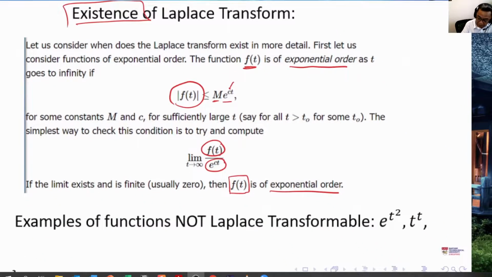Okay, so examples of signals that are not Laplace transformable are t to the power t, e to the power t squared. I mean, we're talking about with respect to the unilateral transform here. Okay, thank you.